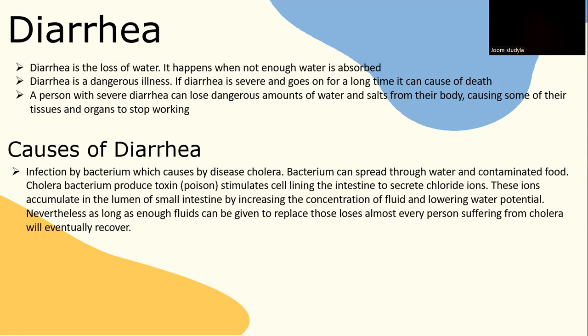Causes of diarrhea: infection by bacteria which cause the disease cholera. Bacteria can spread through water and contaminated food. Cholera bacteria produce a toxin, a poison, that stimulates cells lining the intestine to secrete chloride ions. These ions accumulate in the lumen of the small intestine, increasing the concentration of fluid and lowering water potential. Nevertheless, as long as enough fluid can be given to replace those losses, almost every person suffering from cholera will eventually recover.